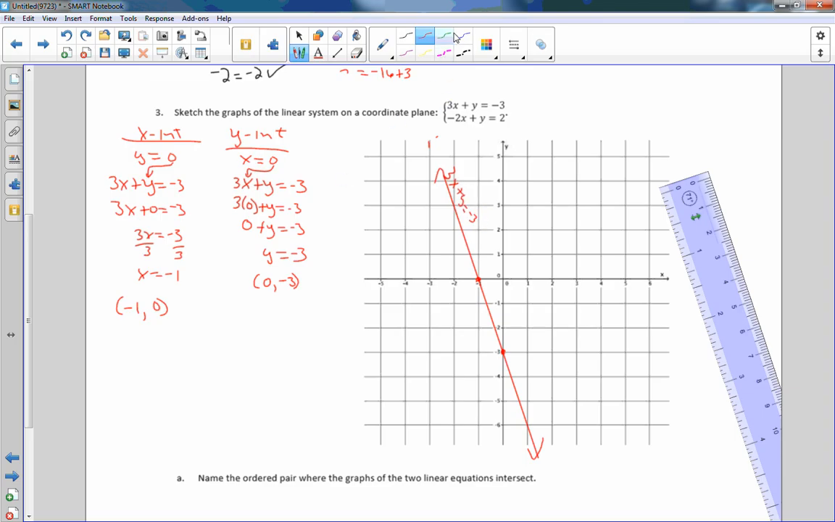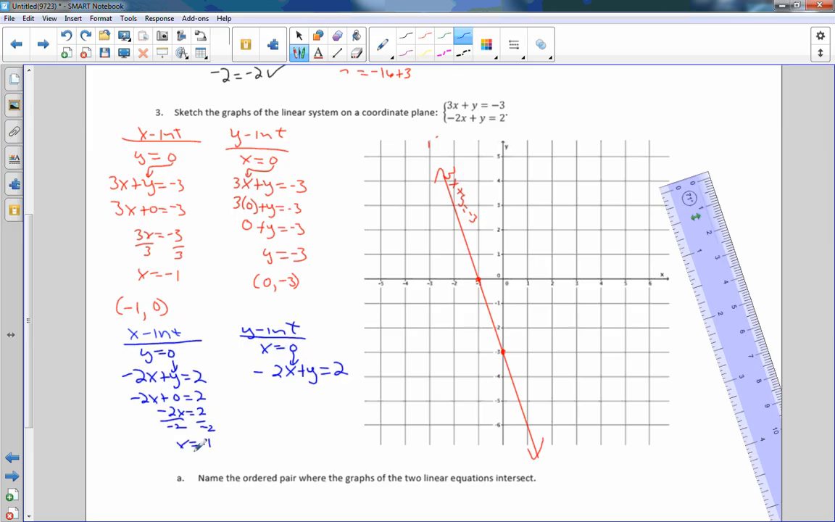All right, so now I'm going to do the same for this one. It's also in standard form, so I'm going to do the same thing. I want the x-intercept and the y-intercept. Therefore, y equals 0 here, and x equals 0 here, and I'm going to write the equation negative 2x plus y equals 2 twice. I will substitute in the 0 for y, I will substitute in the 0 for x. So I get negative 2x plus 0 equals 2. Negative 2x equals 2. Divide by negative 2, and I get x equals negative 1.